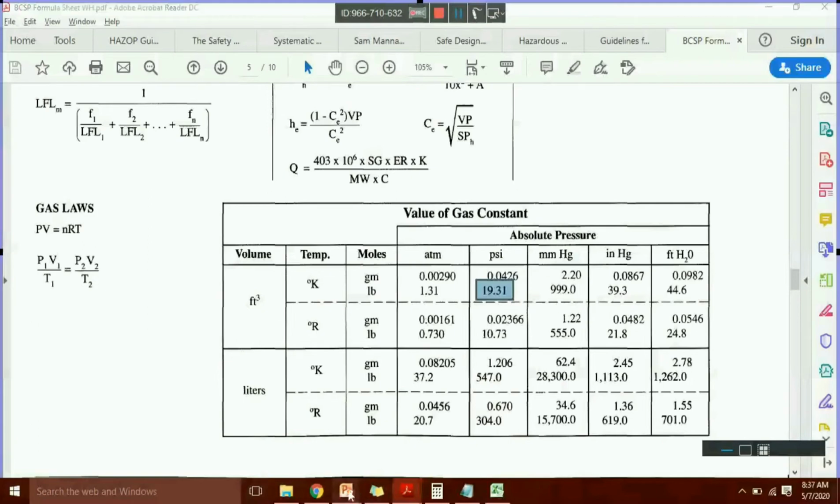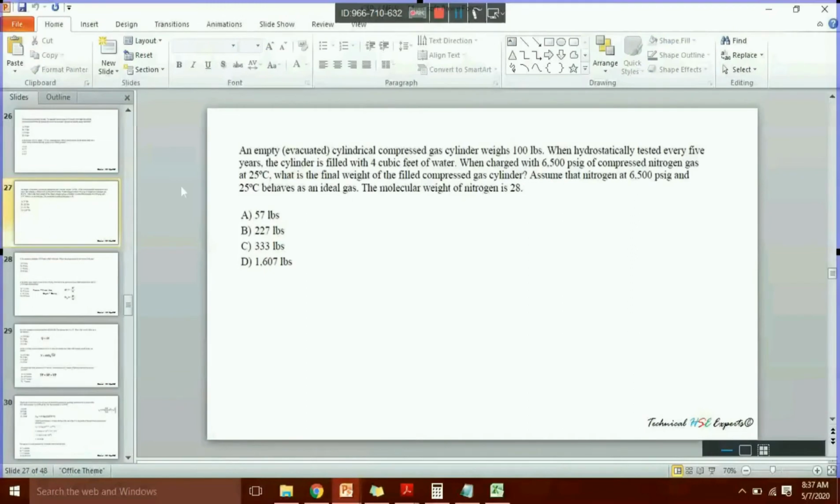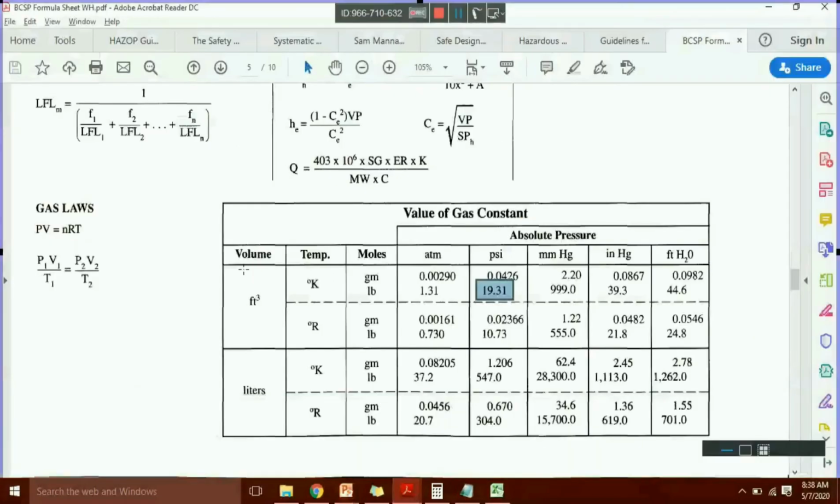If you want, I will open the question. That means the cylinder capacity is 4 cubic feet? They didn't mention the capacity of the cylinder, but they are filling the cylinder with 4 feet cube. We can't judge what the capacity of the cylinder is, and there is no requirement to know it in this case. That is away from this question. But they have given a hint that 4 cubic feet of water they are using. So I will take that as the volume in my gas constant formula. That's why I am going with the feet cube value.